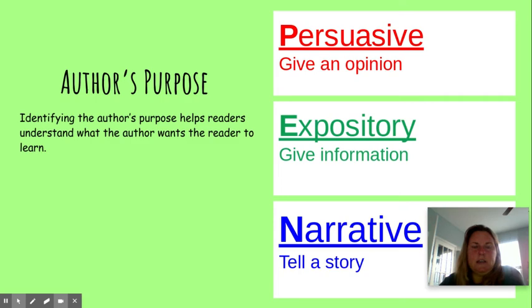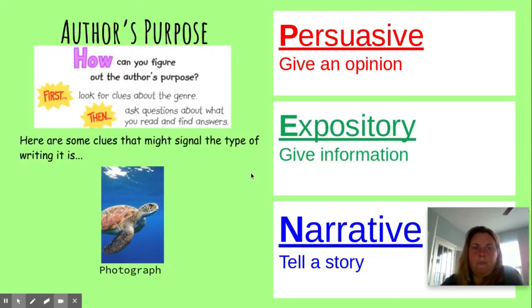Today we're going to identify the author's purpose. Identifying the author's purpose helps readers understand what the author wants the reader to learn. How can you figure out the author's purpose? Well, first, you look for clues in the genre. Then you ask questions about what you read and find the answers.